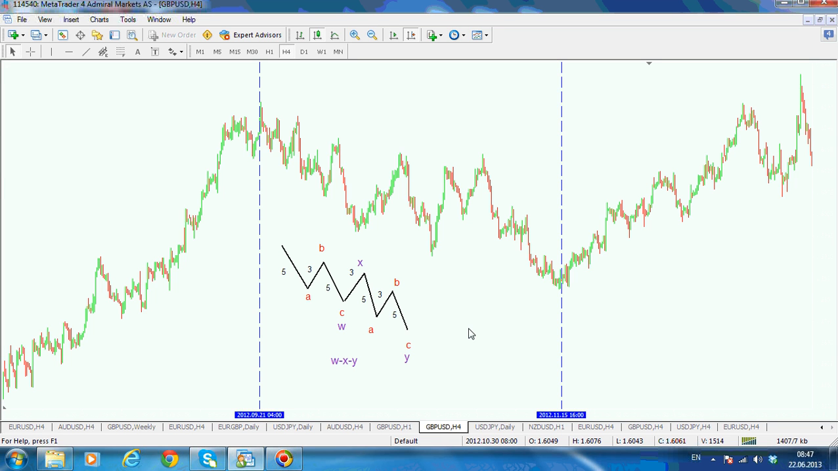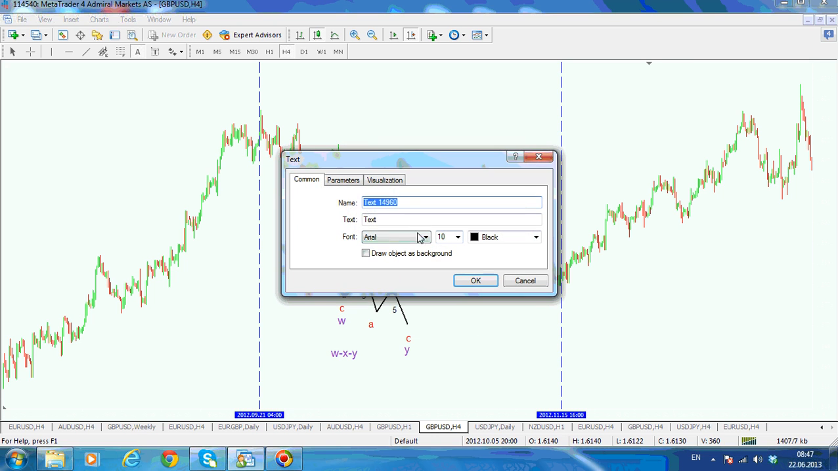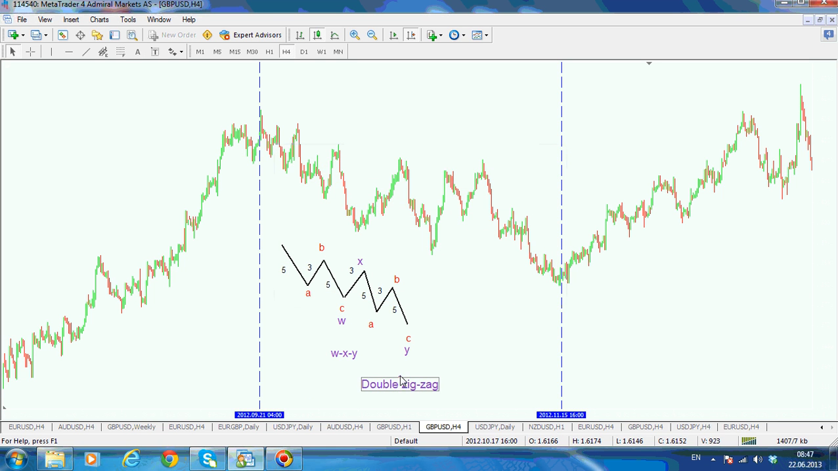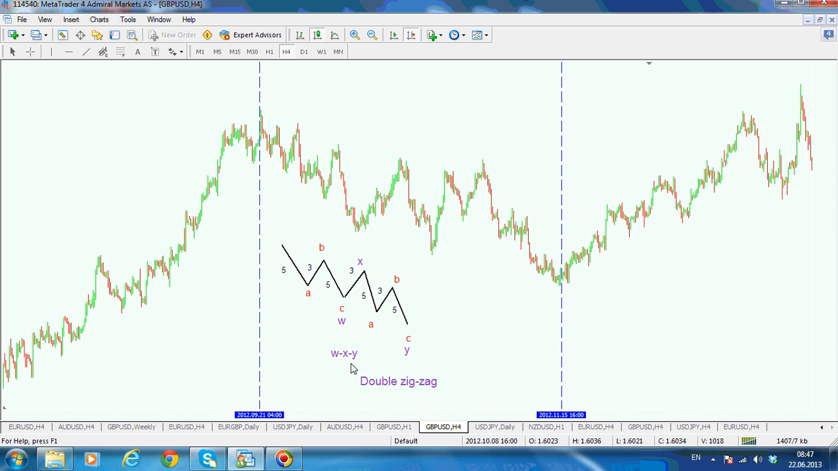Moving forward, let's take a look at this double zigzag on the Great Britain pound US dollar. So let's write here that this is a double zigzag. Make it out of this color and out of this level. And these are the shapes for it. So let's go in and take a look at this structure.